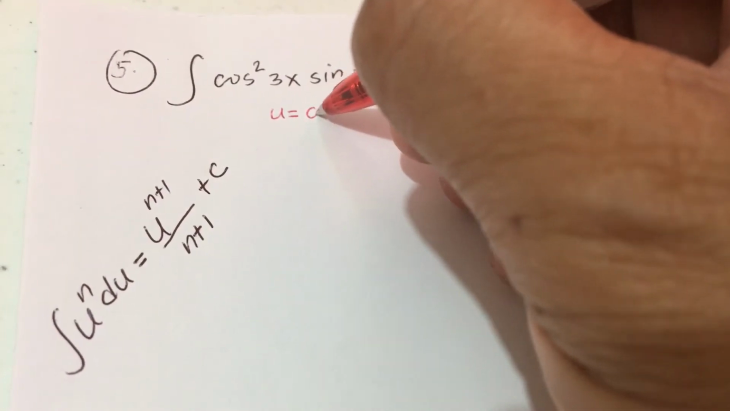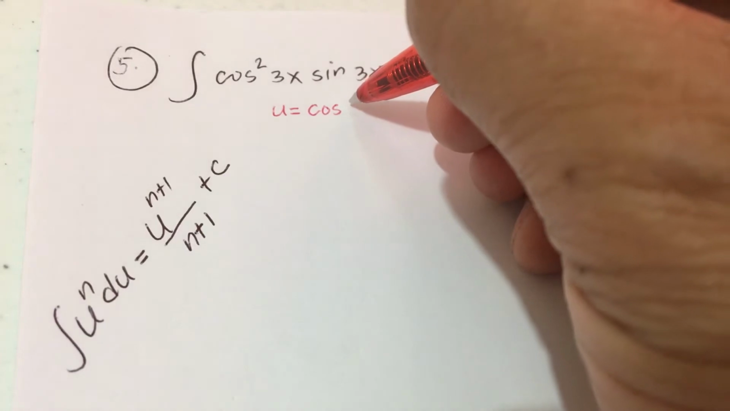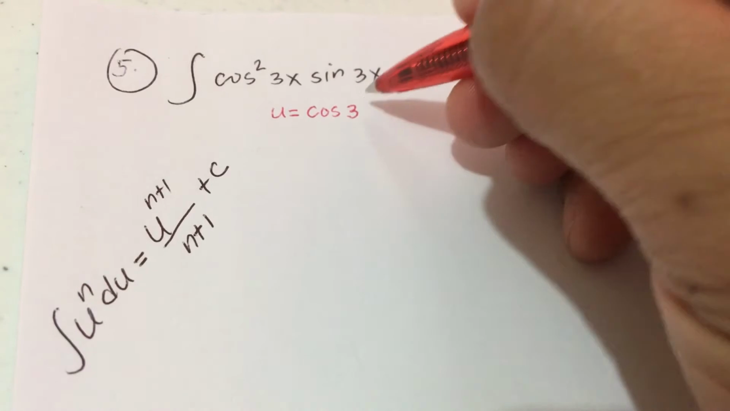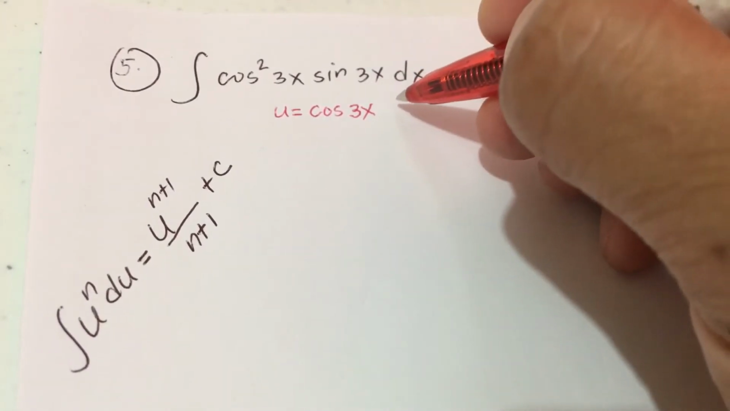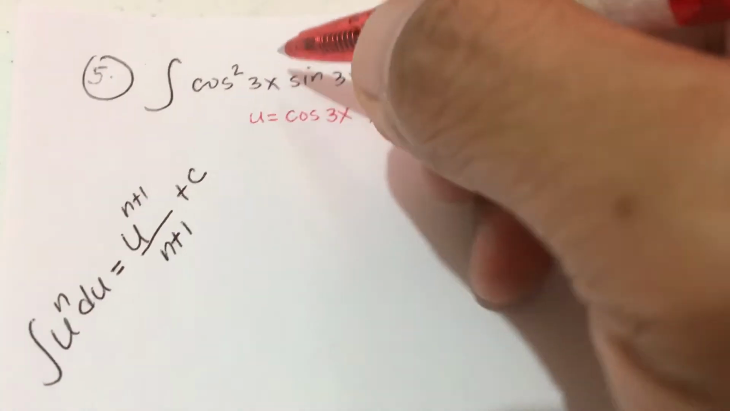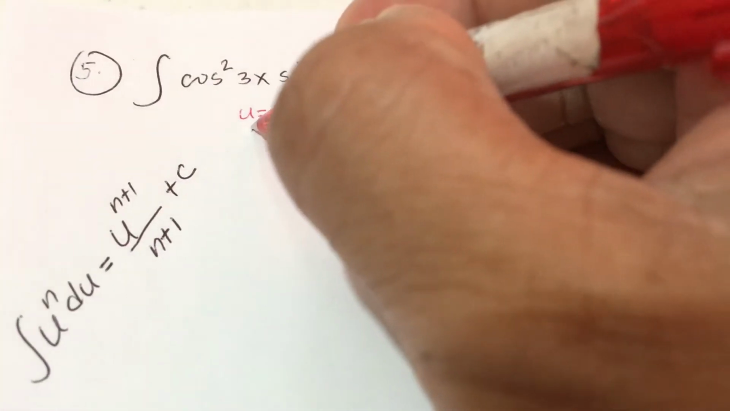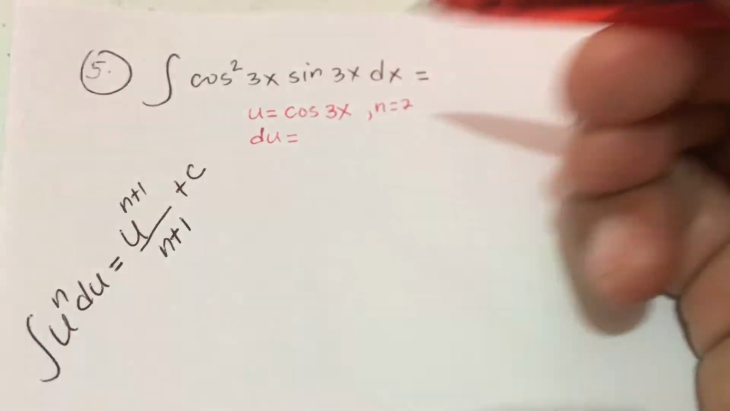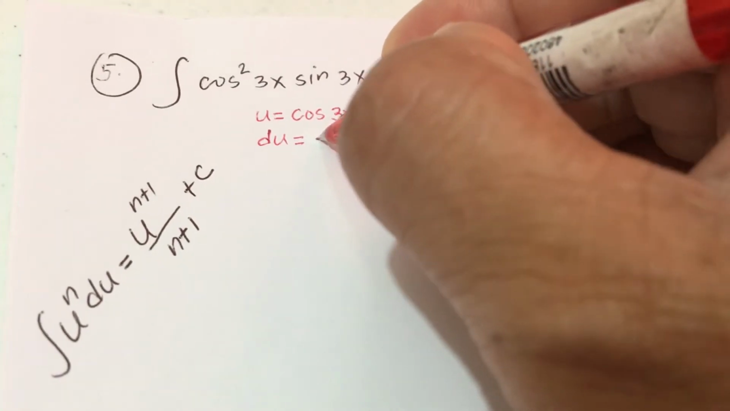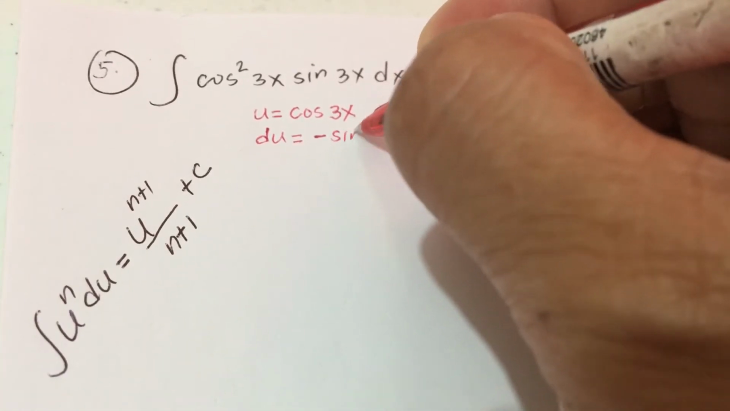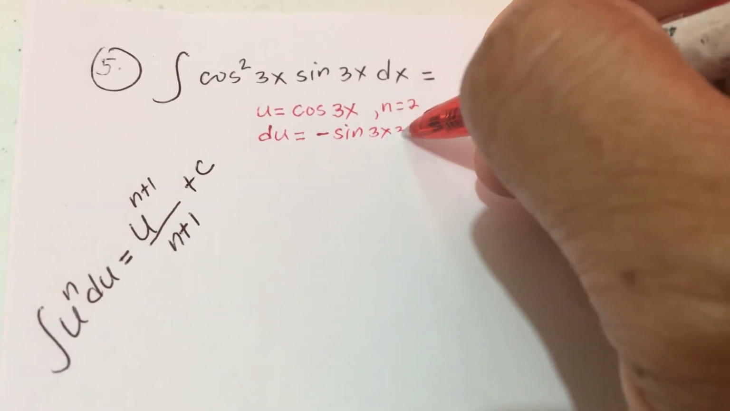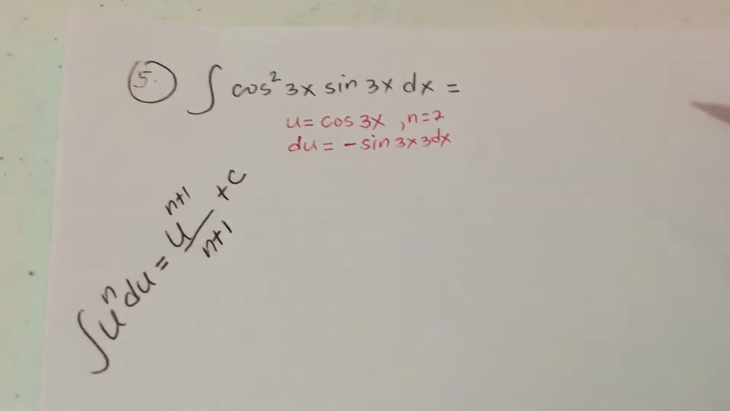So we consider u as cosine 3x. If we consider this as our u, where our n is equal to 2, then our du is equal to the derivative of cosine, that is minus sine u, which is 3x, times 3 dx.